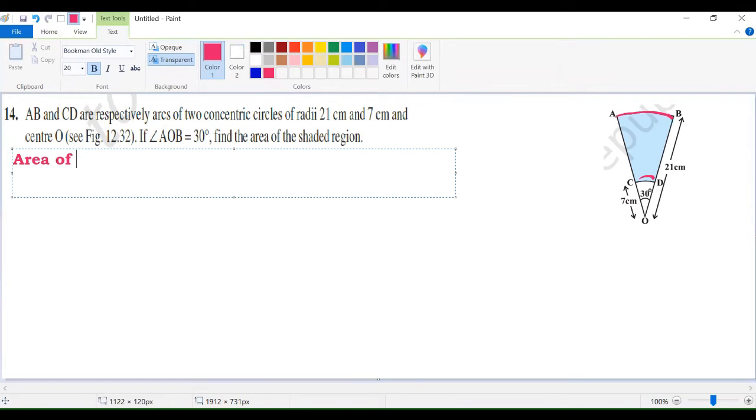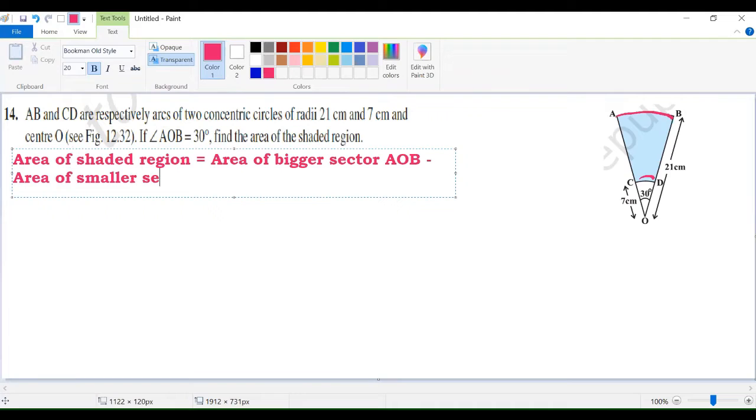Area of shaded region will be what? These two are sectors, no? So area of bigger sector OAB minus area of smaller sector OCD.